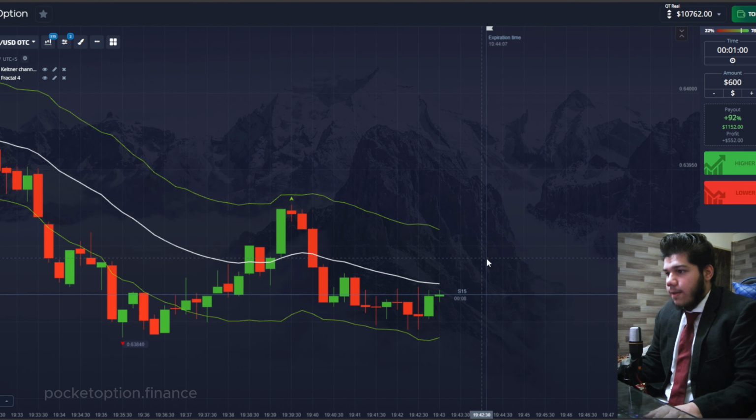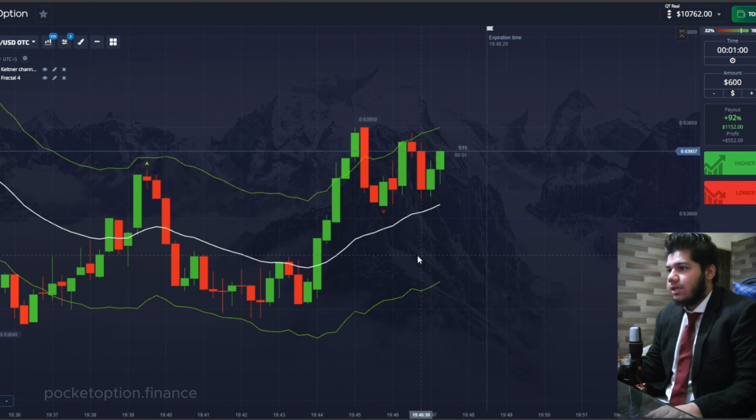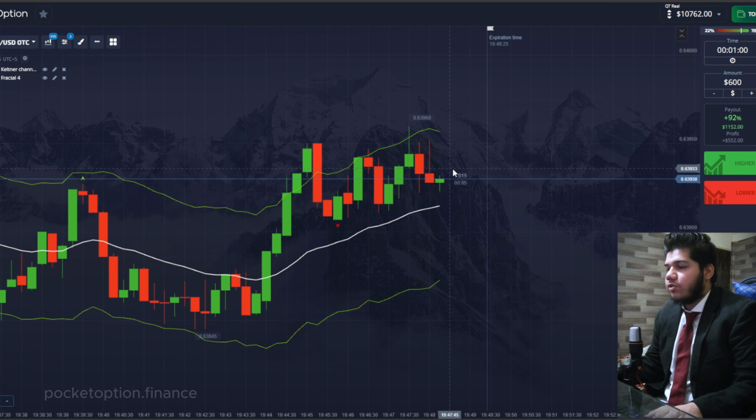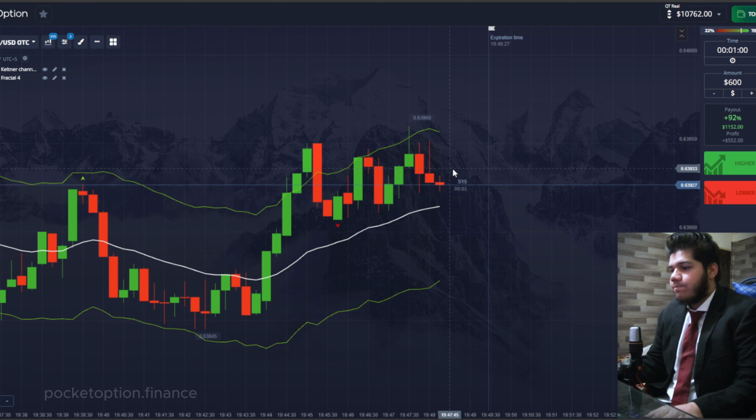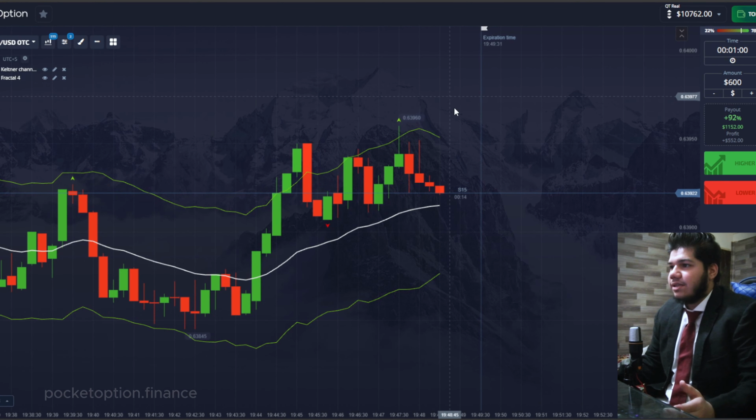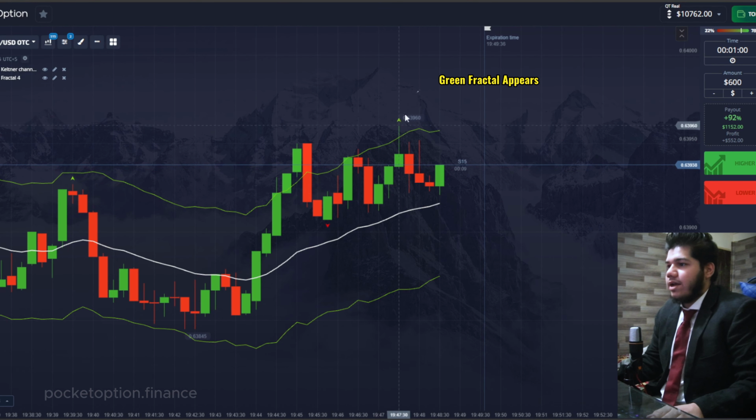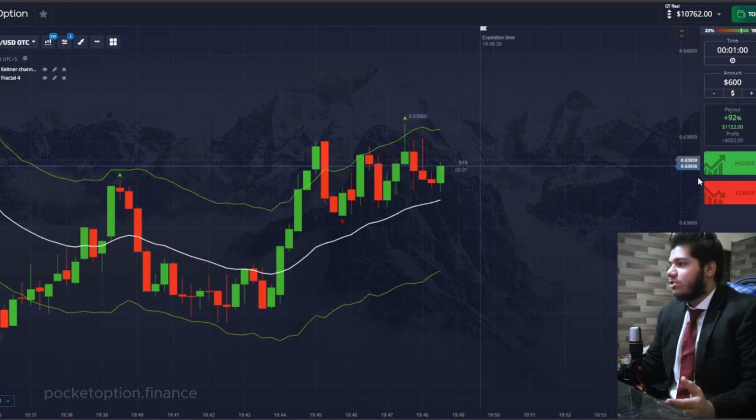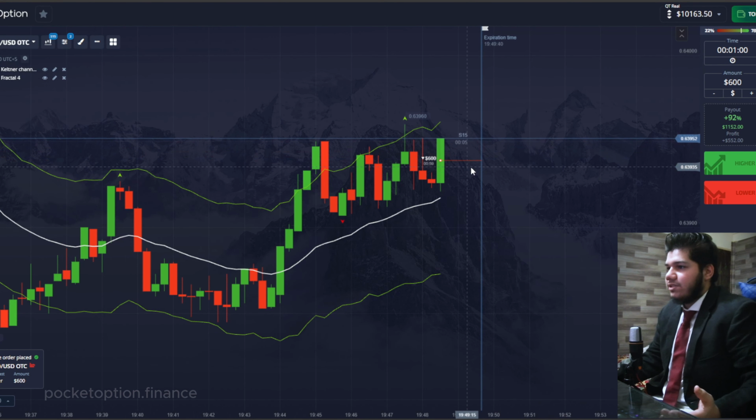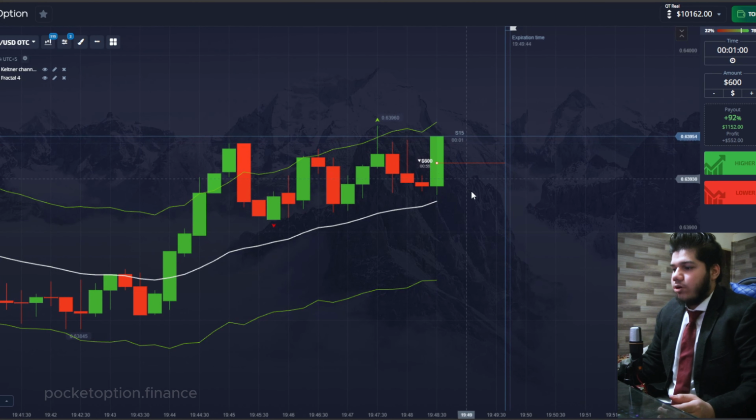So let's wait. Here you can see the price is currently above the gray line right there. Let's wait for the green fractal, and here it is. The green fractal has appeared. The price is also above the gray line, which means both conditions to sell short are valid. I have sold short with $600. Let's wait to see this trade result.